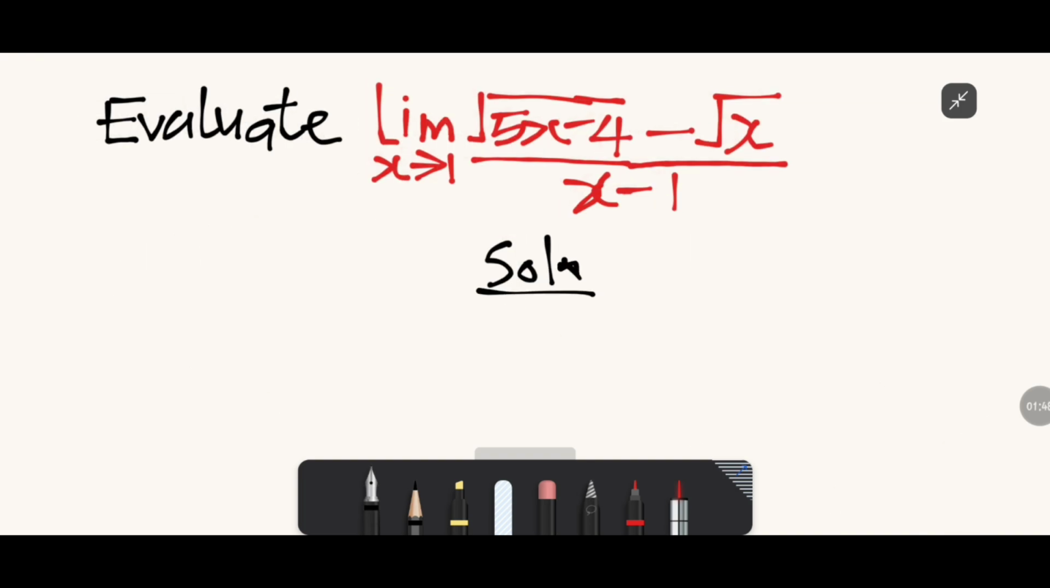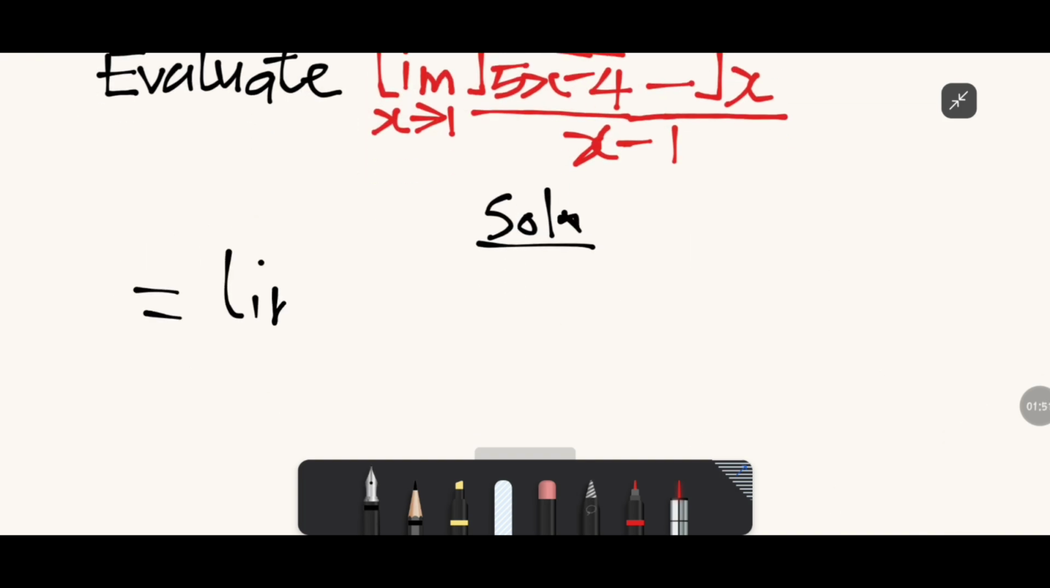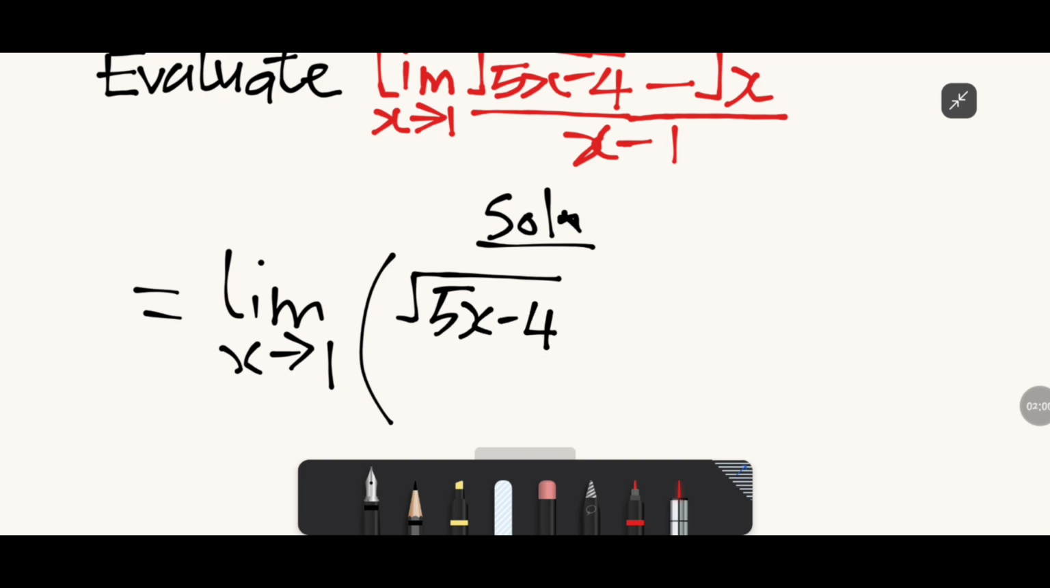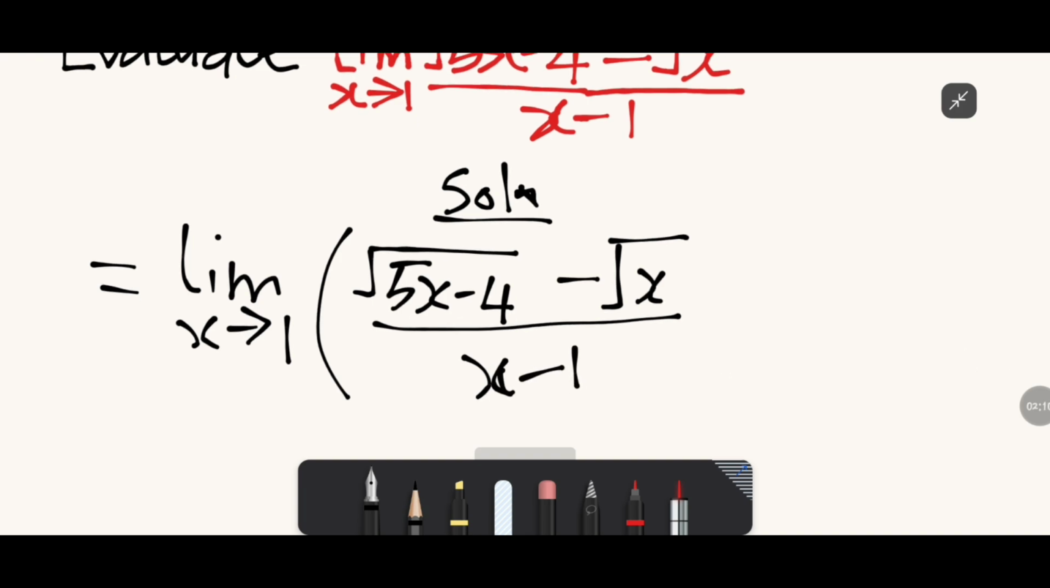Solution. So we have limits as x approaches 1 of square root of 5x minus 4 minus square root of x all over x minus 1. For us to simplify this, we have to find what is called the conjugate. To get the conjugate, we just get the opposite sign, converting this minus here to plus. So that is what we call the conjugate.